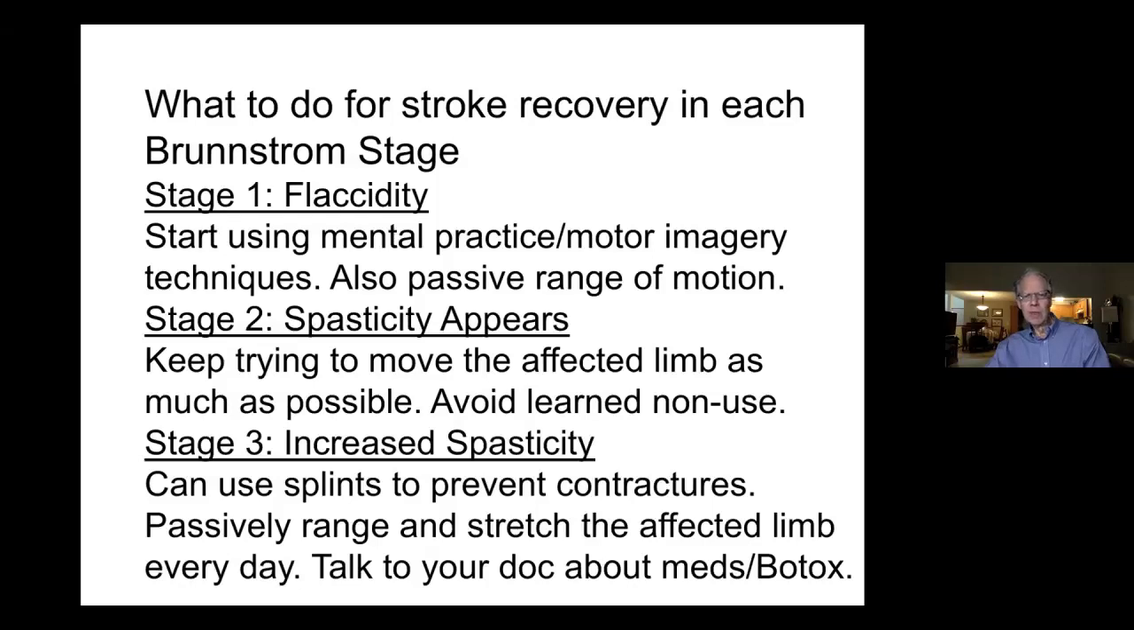In stage 2, keep trying to move the affected limb as much as possible and avoid learned non-use. Learned non-use basically involves the survivor relying too heavily on the good limb. So if your left hand is severely affected, you do everything with your right hand. Well, unfortunately, if you do that enough, your brain will completely forget how to use your left hand. It becomes a completely useless appendage. So you want to avoid non-use, and even though spasticity makes movement difficult, you've got to use the limb.